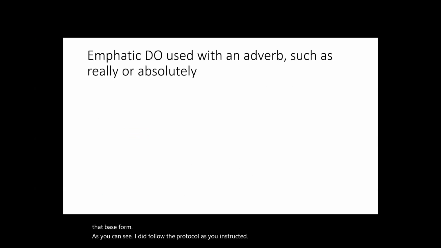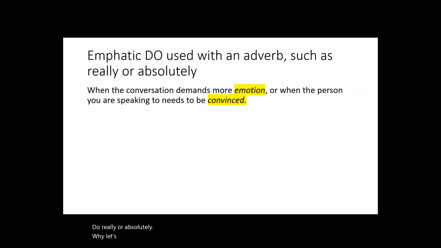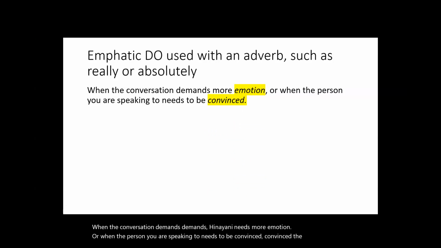Emphatic do used with an adverb such as really or absolutely. So I can add with do, really or absolutely. Why? Let's see. When the conversation demands, يعني لما تكون conversation محتاجة more emotion, or when the person you are speaking to needs to be convinced. Convinced يعني أنا لازم أقنع الشخص اللي قدامي. بستخدم إيه؟ Adverb كمان مع do.